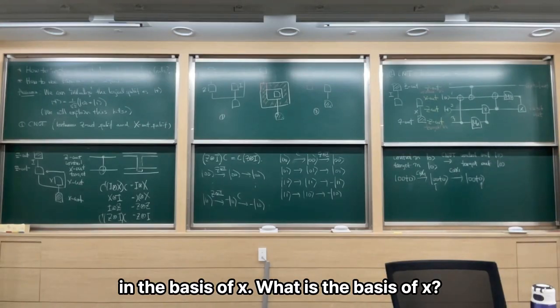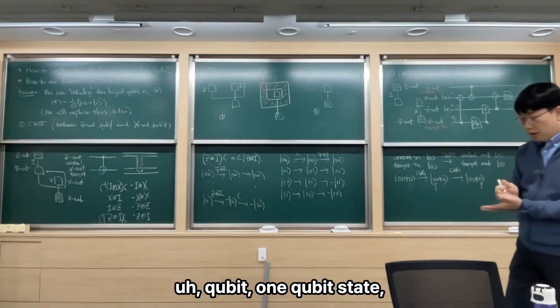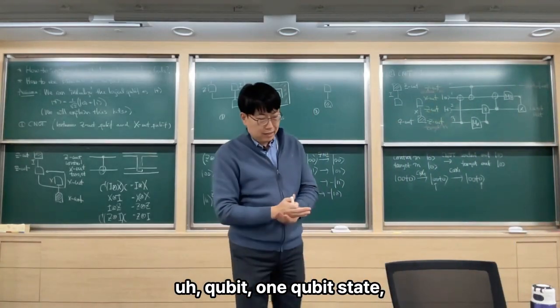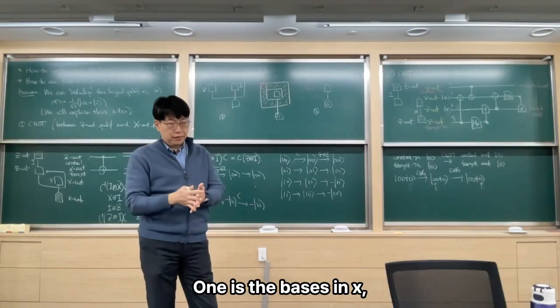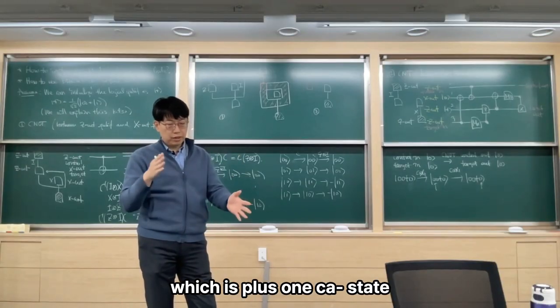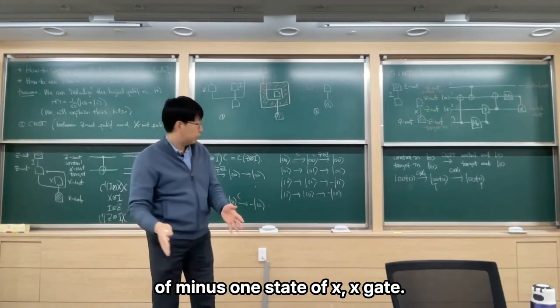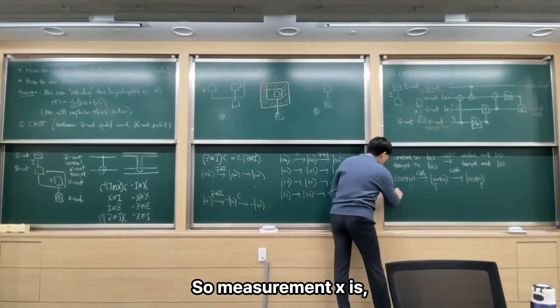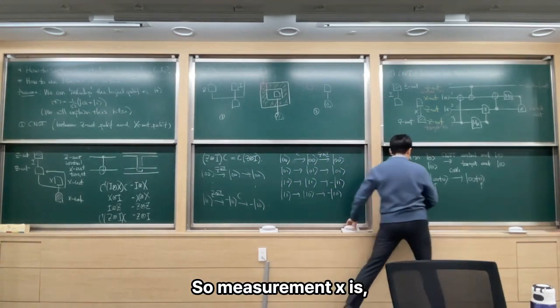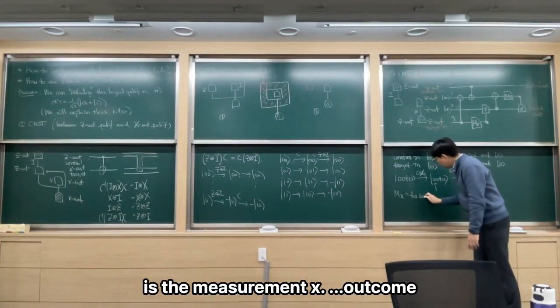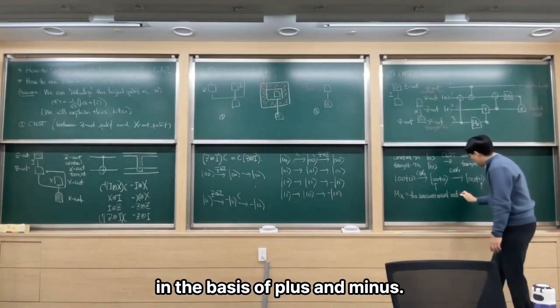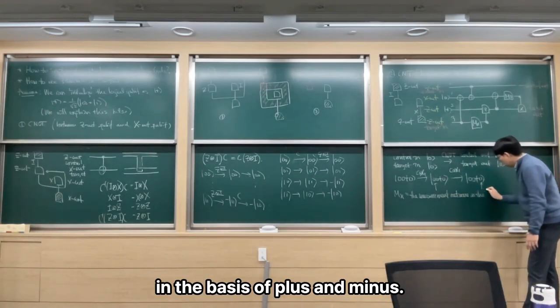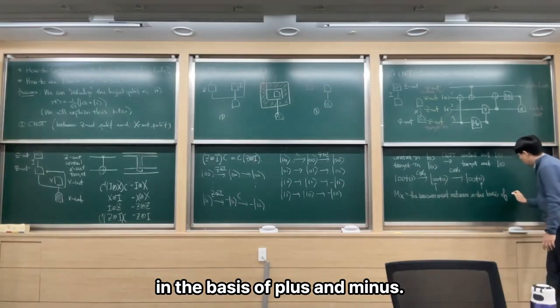What is the basis of x? It means that if you have one qubit state, there are two types of bases. One is the basis in x, which is the +1 state and -1 state of the x gate. So measurement x is the measurement outcome in the basis of plus and minus.